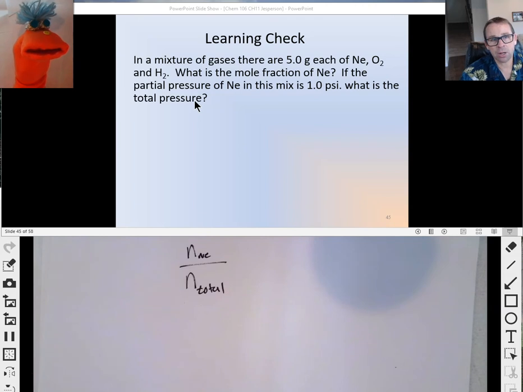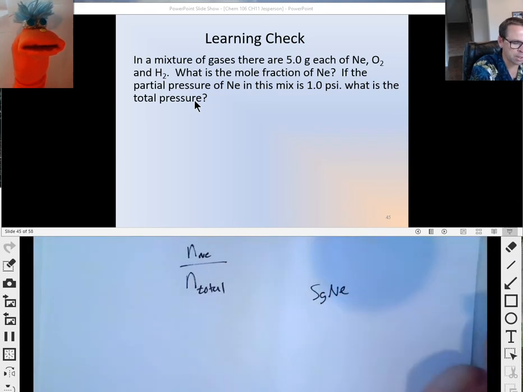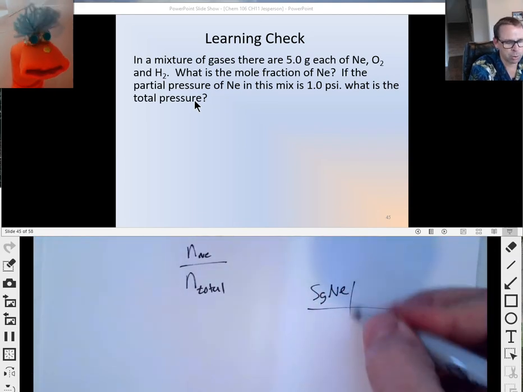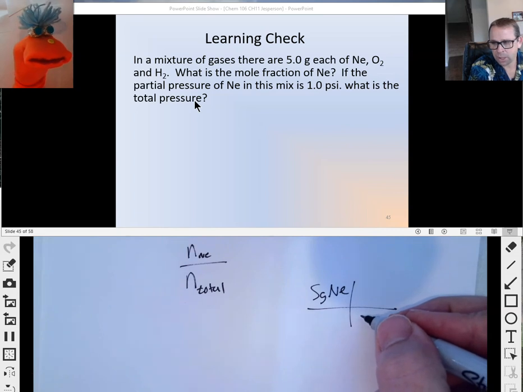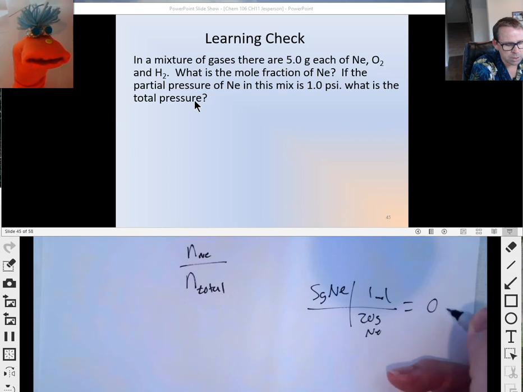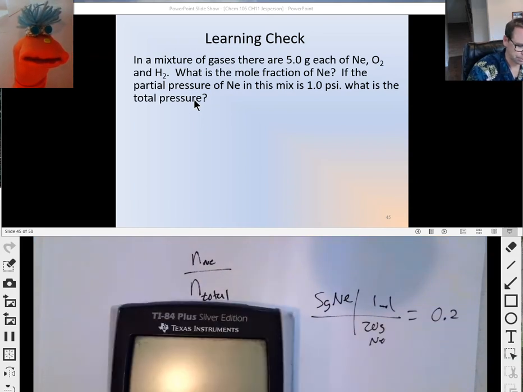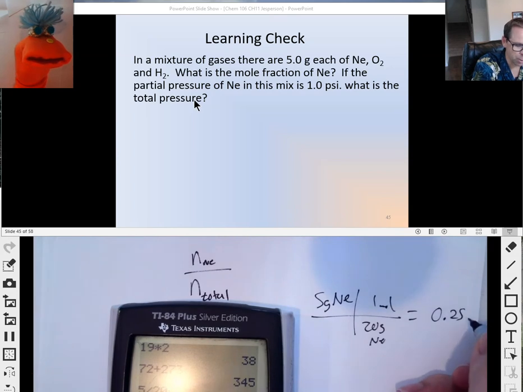How many moles of neon are there? Well, you got 5 grams of neon. That's right. So with 5 grams of neon, how would I do that? Well, just divide by the molar mass, right? That's right. So we got 20 grams of neon for every 1 mole. So we got 5 divided by 20, 0.25 moles of neon.